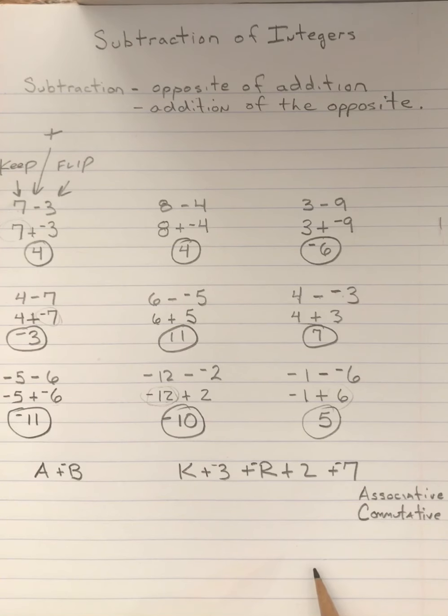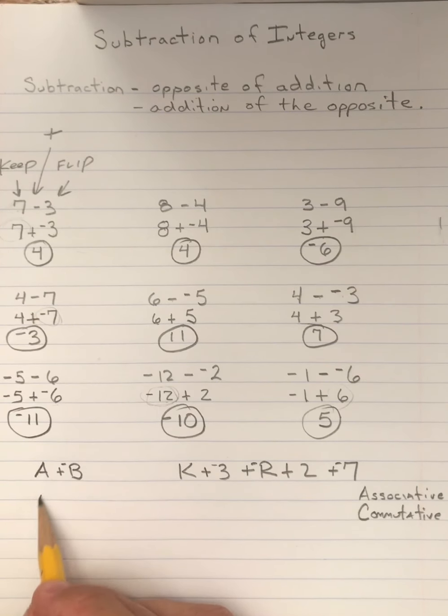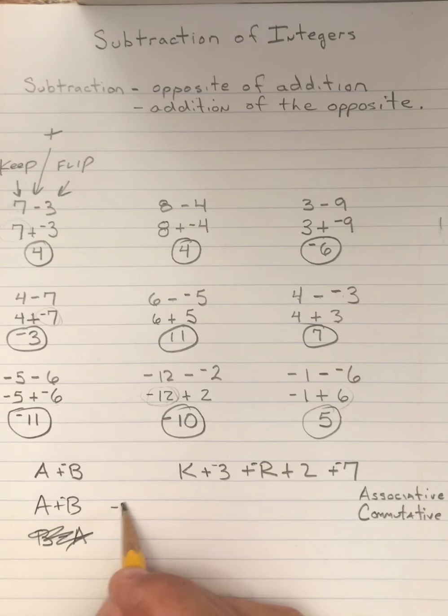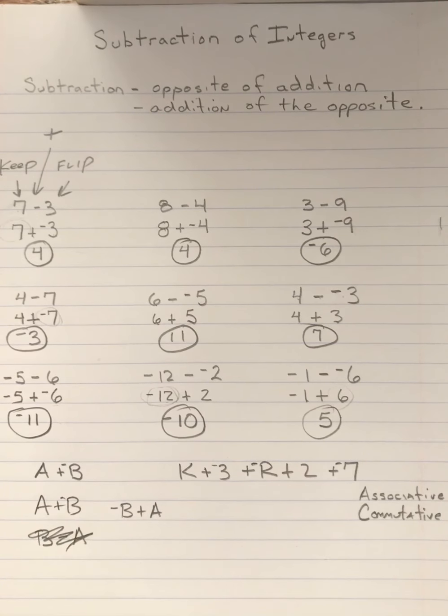Same thing with commutative. Okay, now I have this a minus b. When I had a minus b, I can't just switch this around if it's convenient for me to b minus a. Those aren't the same things. However, if I change this to a plus negative b, now I can switch this around. Negative b plus a is the same statement. And although it's kind of hard for me to explain right now how you're going to use that, that will come in handy for you later.